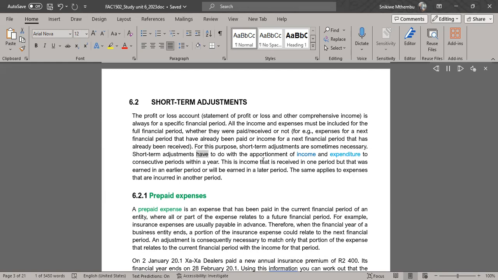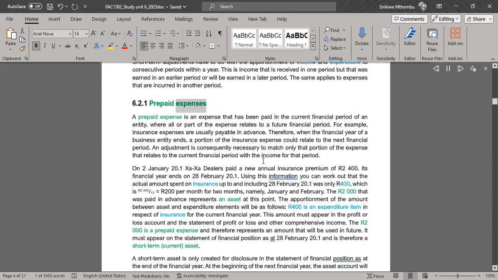Short-term adjustments have to do with the apportionment of income and expenditure to consecutive periods within a year. This is income that is received in one period but that was earned in an earlier period or will be earned in a later period. The same applies to expenses that are incurred in another period.